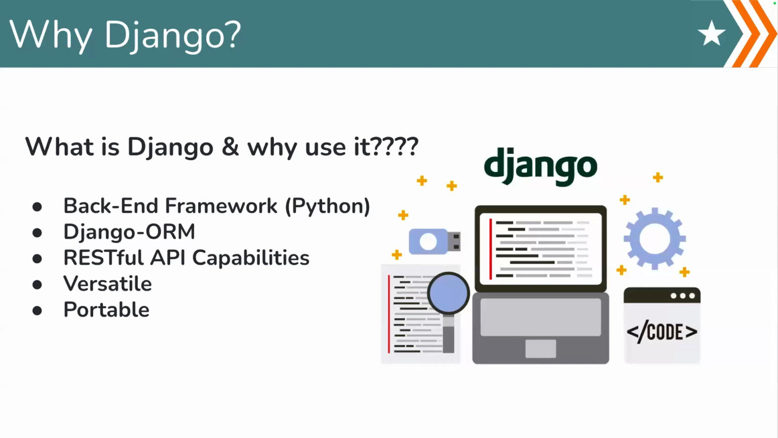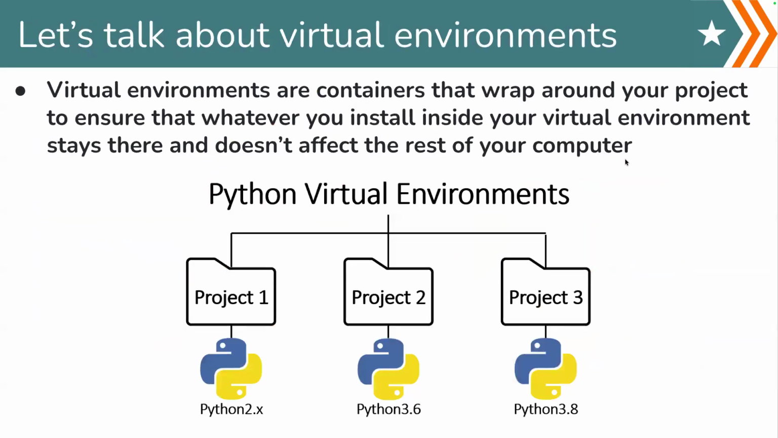Well, Django is a backend Python framework. Django has something called an object relational mapping system. We're going to take a look at that in depth today. And it's super useful for creating RESTful APIs. We should have done some pre-reading regarding what a RESTful API is. And then it's versatile and portable. And we're going to see all of these as we're continuing to develop our Django application over these next couple of weeks. Now, let's talk about virtual environments.